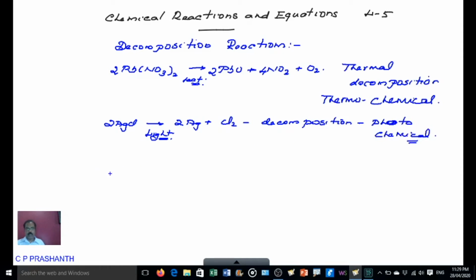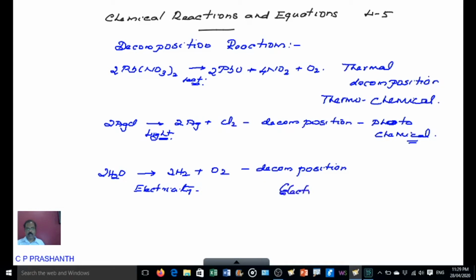Let us see the next decomposition reaction we had studied in the last class. Water can be decomposed to produce hydrogen and oxygen. And this happens in the presence of electricity. Therefore, we call it an electrochemical reaction. Electro represents electricity. So using electricity, we decompose it. So we call it electrochemical reactions.